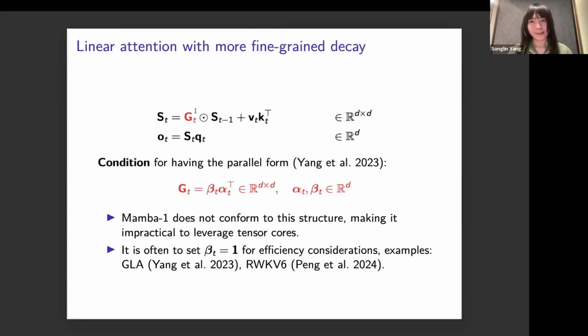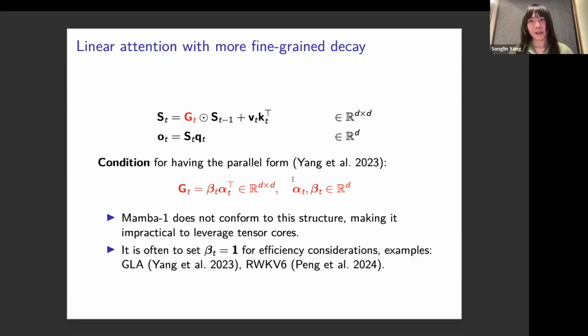So inspired by LSTMs, we can further enhance this form to a more fine-grained form. Here, this G_t is a D by D data-dependent matrix. We can compute it from the input representation like before. However, the increased expressiveness comes with the cost of computational complexity.